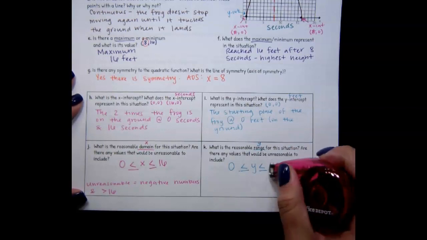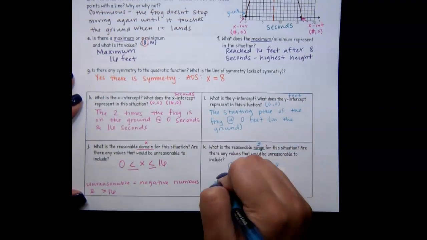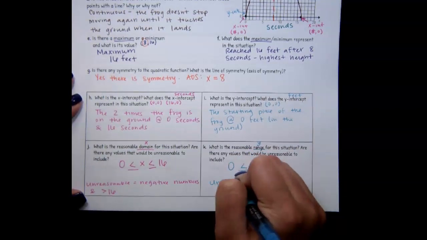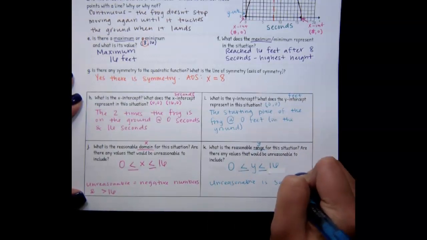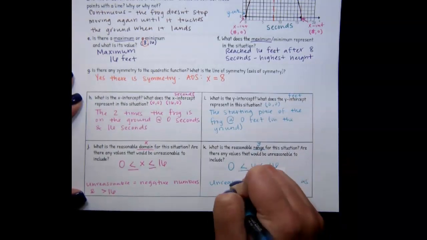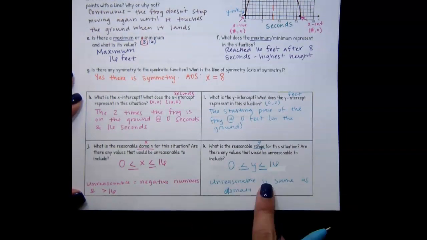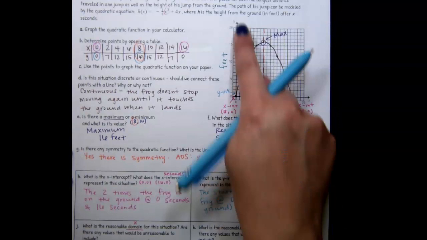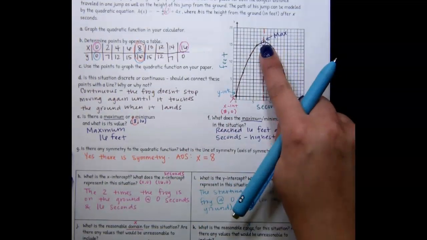Underline the wrong thing. Unreasonable is the same as the domain. So any negative numbers we're not going to use because the frog can't go underground. It doesn't hit anything below 0 feet. And the maximum value it reaches is 16, so it can't go any higher.